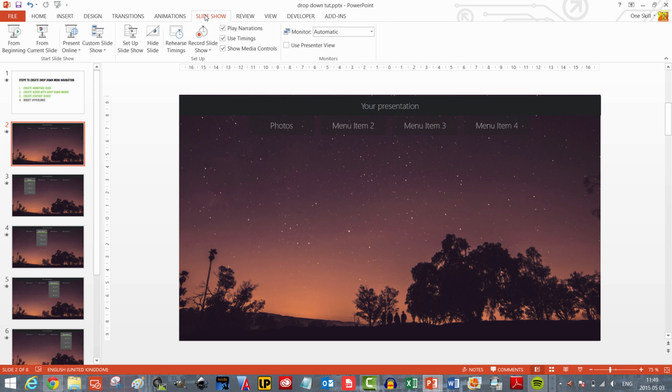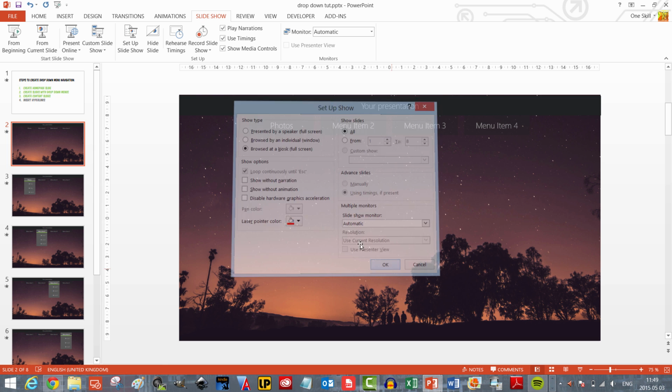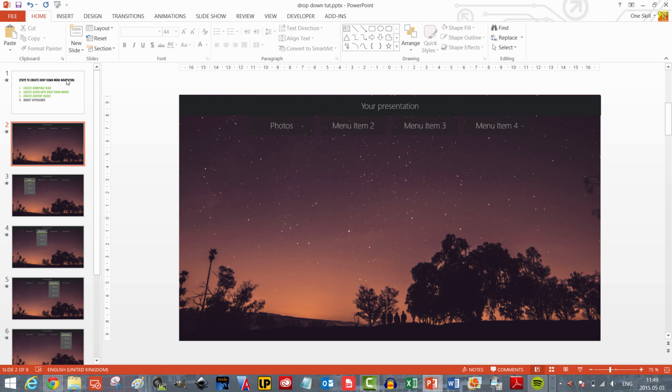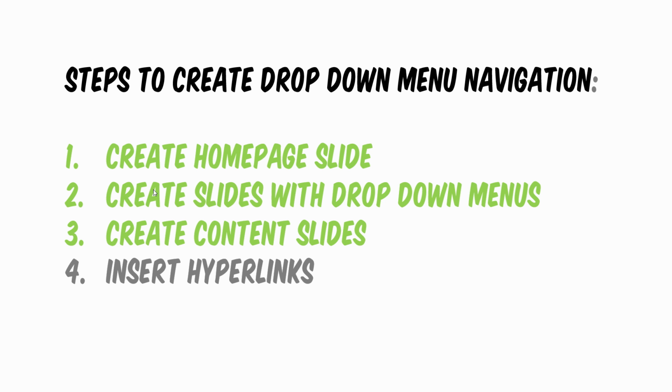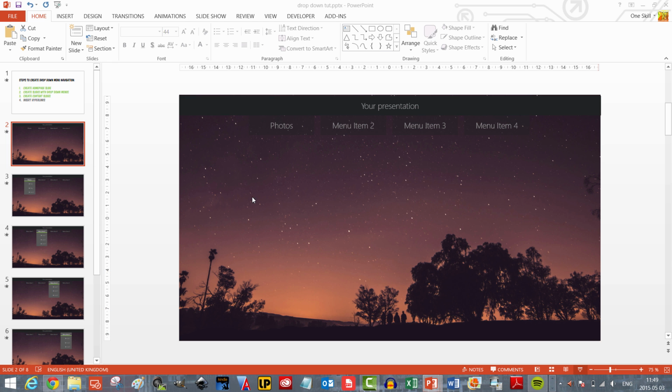Another important thing you have to do, go to Slideshow, click on Setup Slideshow, and make sure that the bubble browsed at a kiosk is activated. This will make sure that you navigate your slide only with the help of the mouse, and you will not accidentally mess up your slideshow by pressing any keyboard key. Okay?